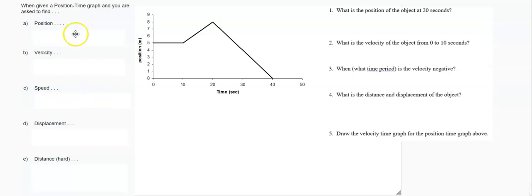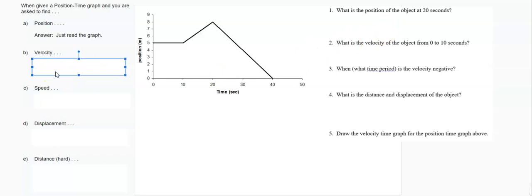All right, so for instance, let's say you're asked to find a position. Like right here, it wants to know the position for number 1 at 20 seconds. Well, that's actually kind of an easy question because this is a position time graph. So at 20 seconds, all I have to do is read it. So here's 20 seconds, go up to here, and it looks like it's at 8 meters, and that's the answer. So it's actually an easy one.